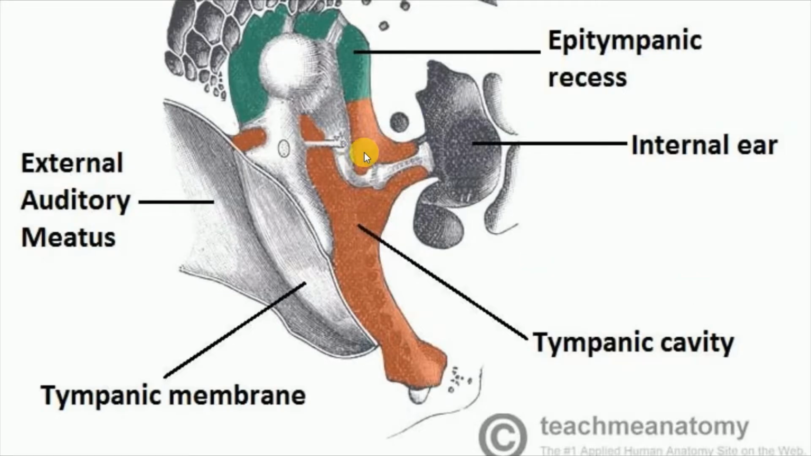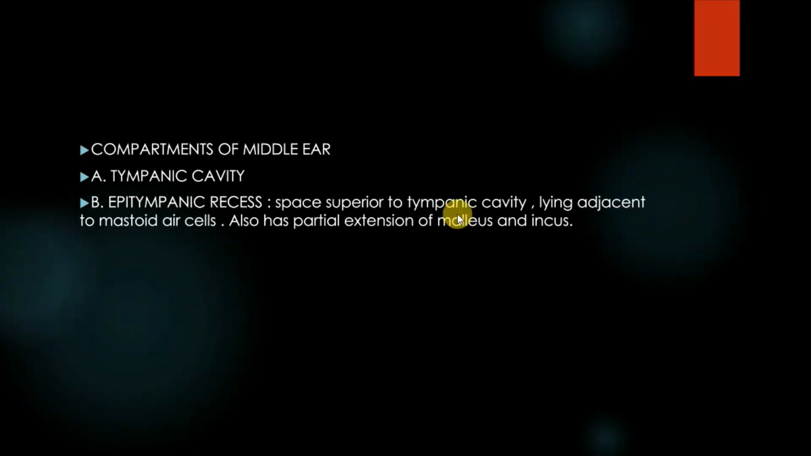Okay, so the middle ear is divided into two compartments, the tympanic cavity and the epitympanic recess. Epitympanic recess, as the name indicates, is a recess space. It is a small space above the tympanic cavity, lies adjacent to the mastoid sinus and has a few extensions from the malleus and incus. The main discussion today will be about the tympanic cavity and its boundaries and the important structures in its boundaries. Like I said, compartments of the middle ear: tympanic cavity and epitympanic recess.